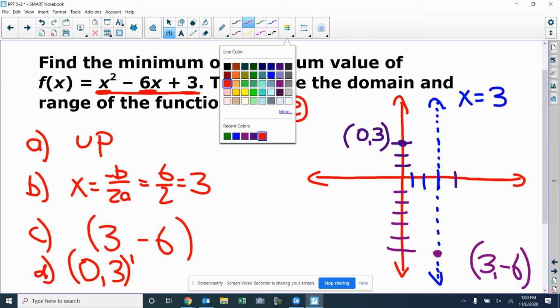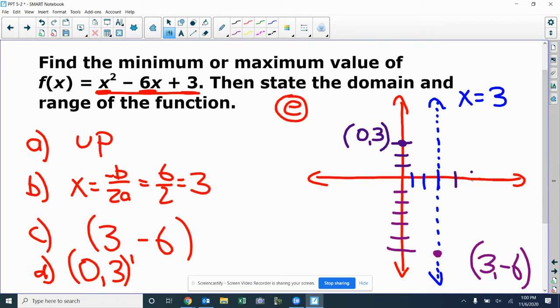I'm fixing it. So we have 1, 2, 3. 1, 2, 3. I think it's going to be right in here. 6. It is 6, 3. So, coming down and going back up, and there you have A, B, C, D.